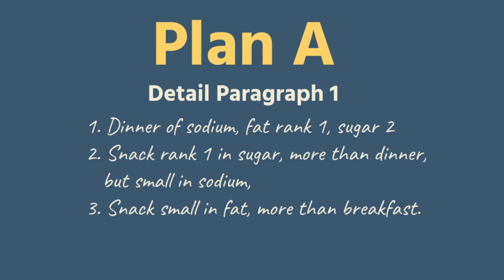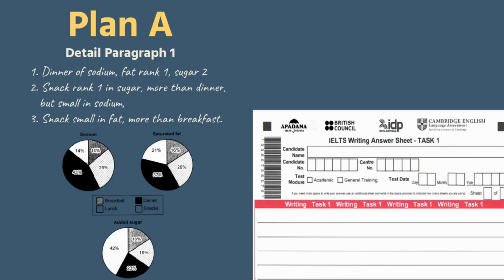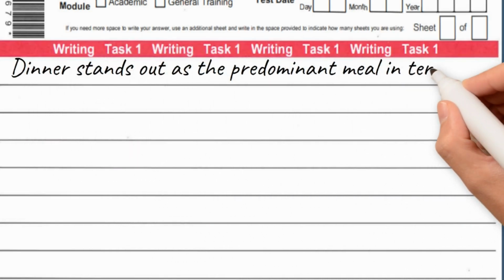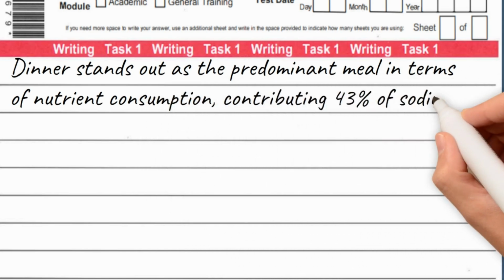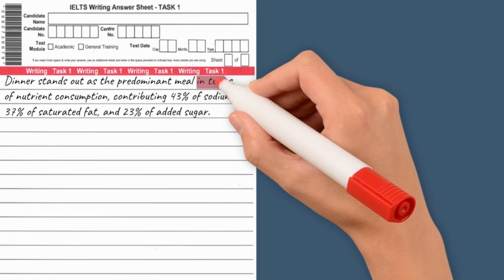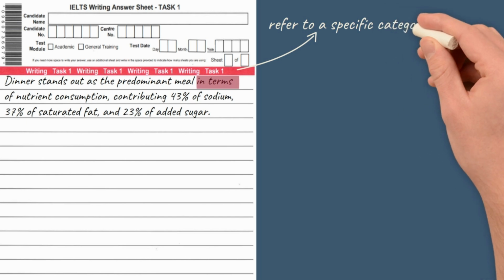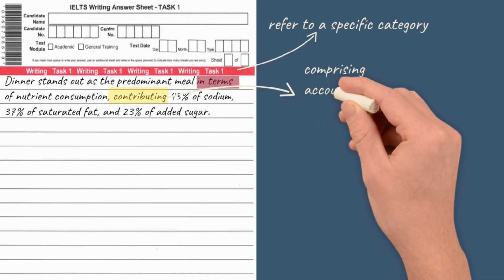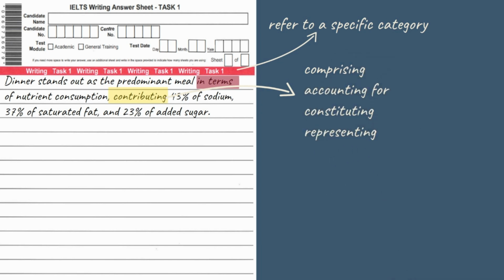Move on to detail paragraph 1. Plan A. Based on the plan, I will write my first sentence. Dinner stands out as the predominant meal in terms of nutrient consumption, contributing 43% of sodium, 37% of saturated fat, and 23% of added sugar. Here, I use phrases like "in terms of" to refer to specific categories. Then, I vary my language by using synonyms for "comprising", such as accounting for, constituting, and representing.